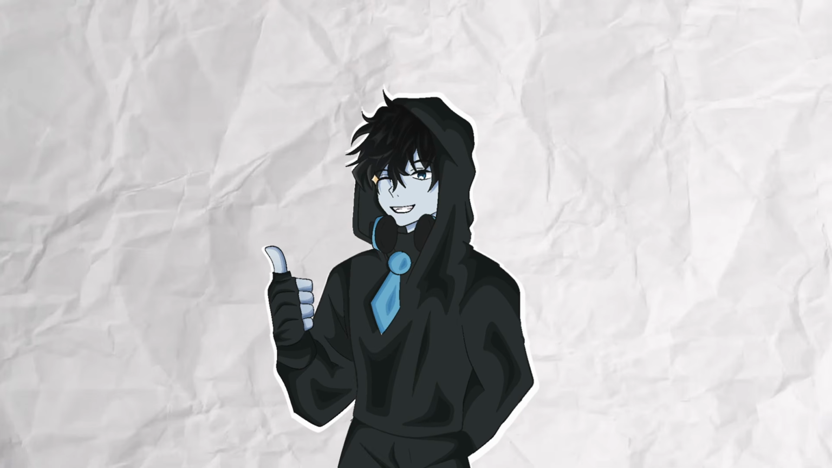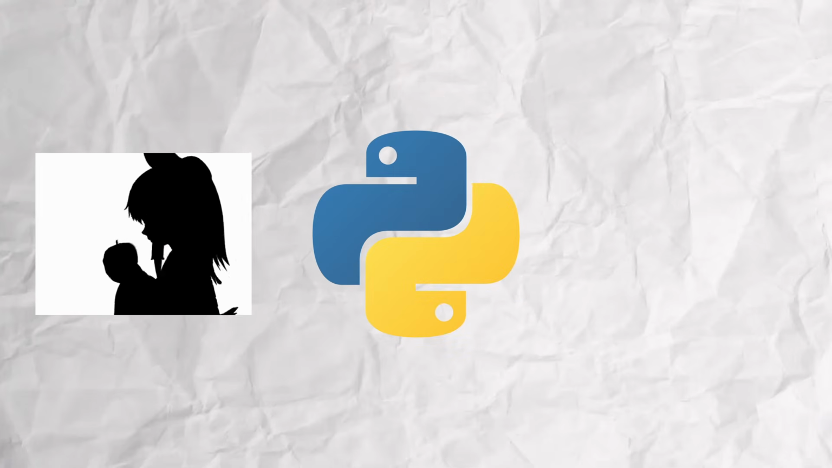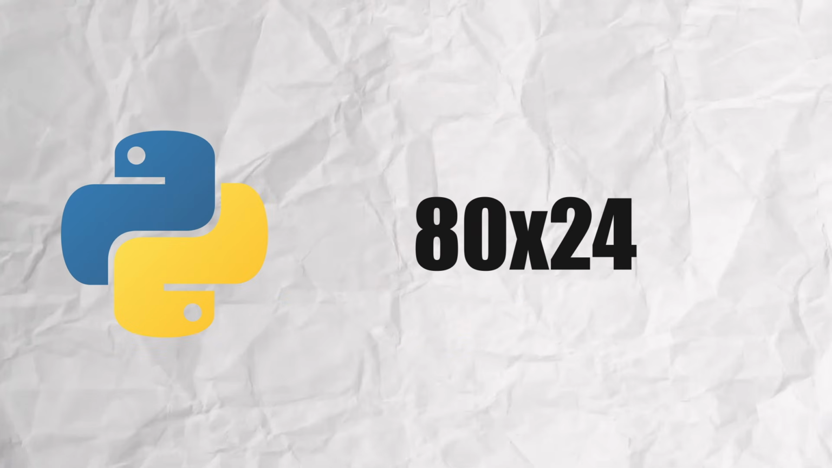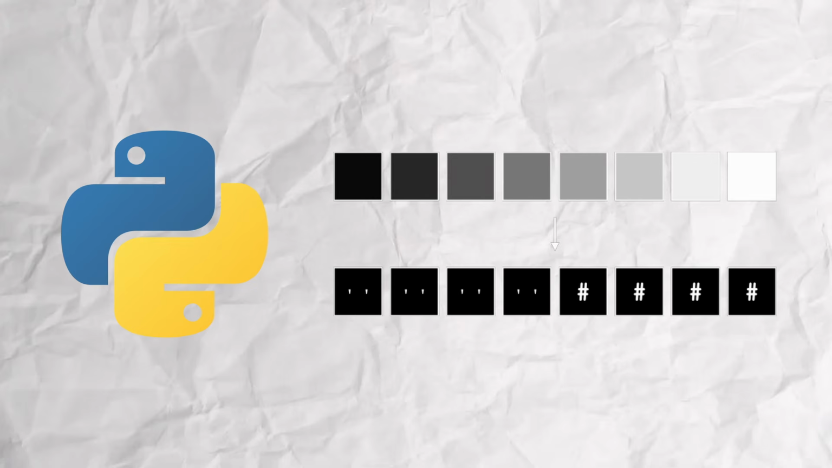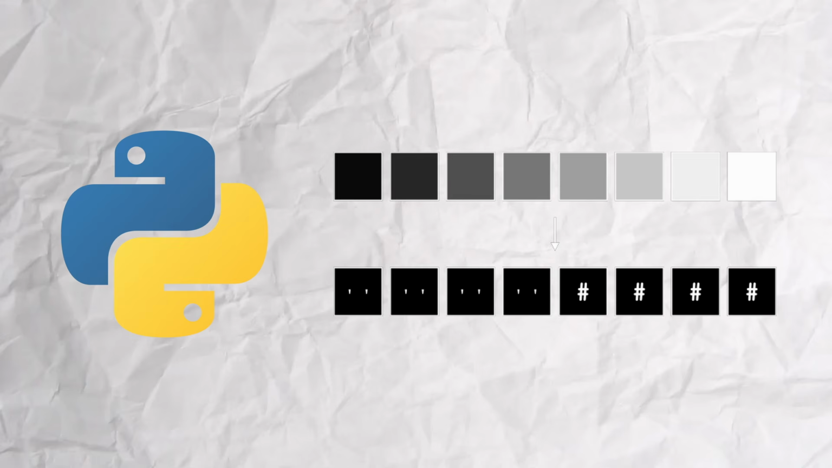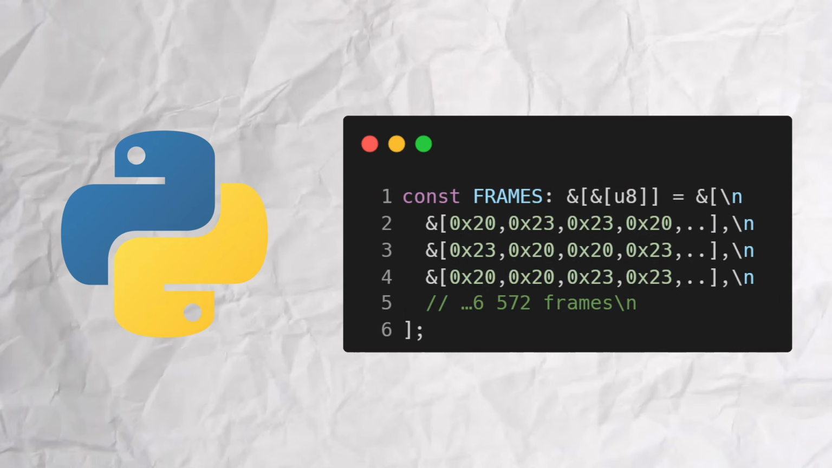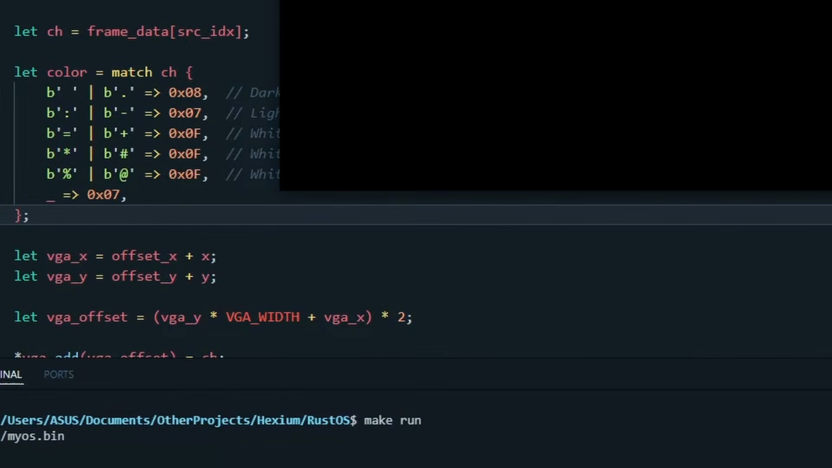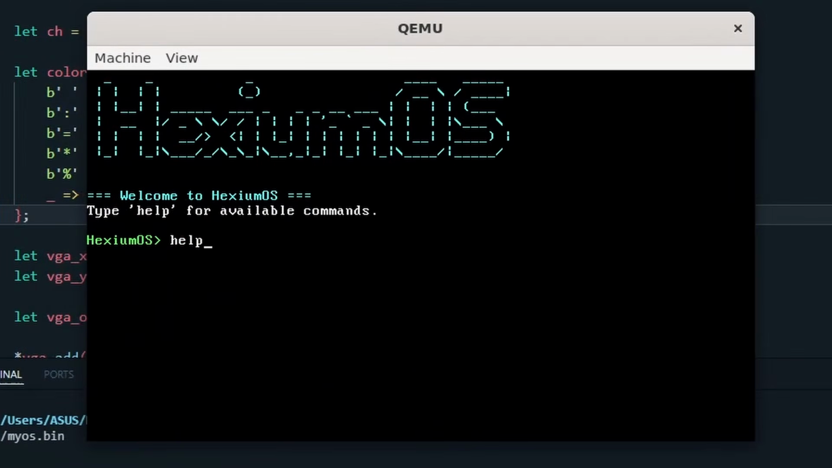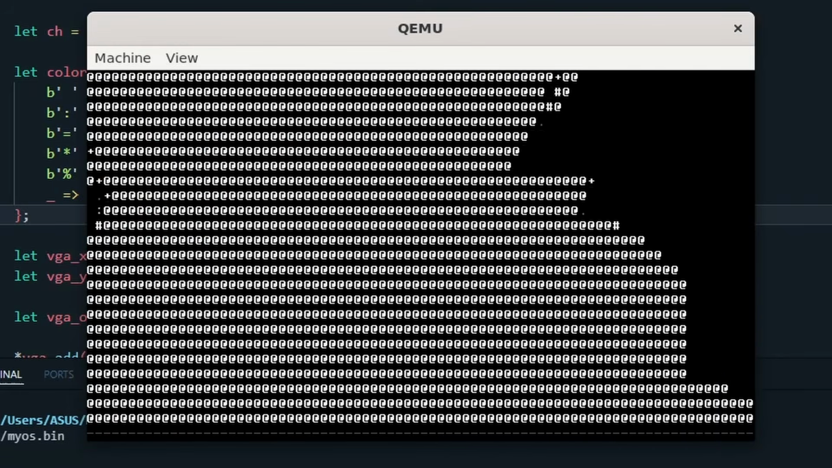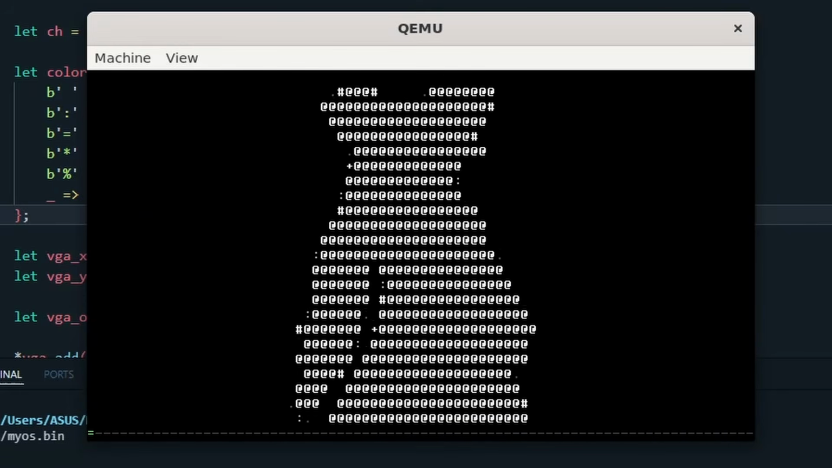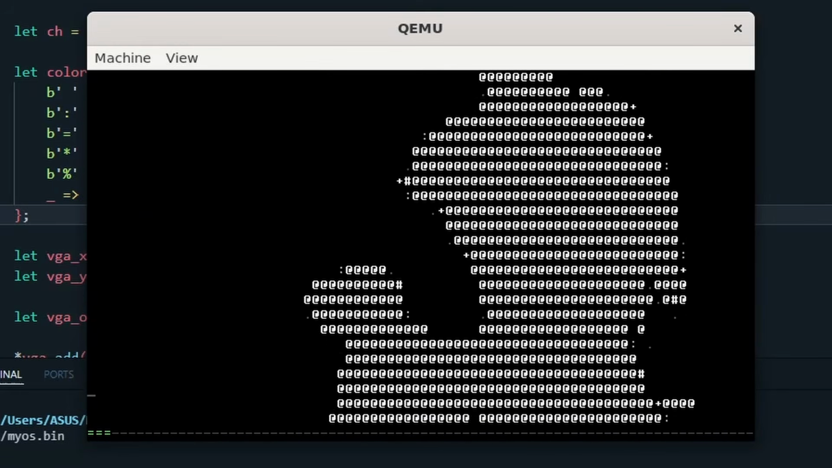So I wrote a Python script to cheat. The Python script takes the original video, sizes every frame down to 80 by 24 pixels, and converts the brightness of each pixel into an ASCII character. Dark pixels become spaces, bright pixels become hash symbols. Then it spits out a massive raster array containing every single frame of the animation. We compile that data directly into the kernel, play it back using the system timer to keep the frame rate steady, and it works. We are streaming video on a bare metal OS that doesn't even have a graphics driver.